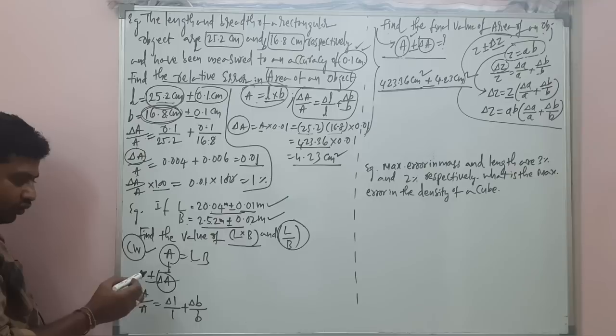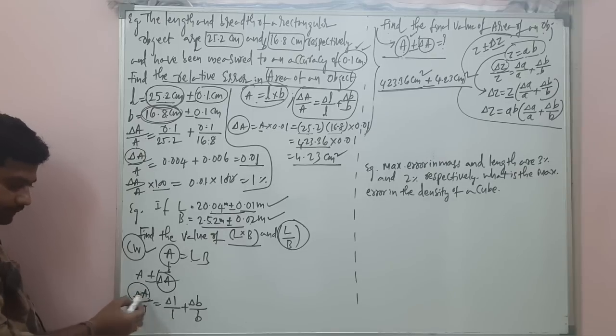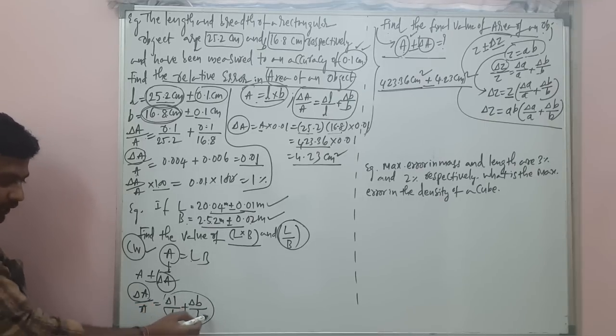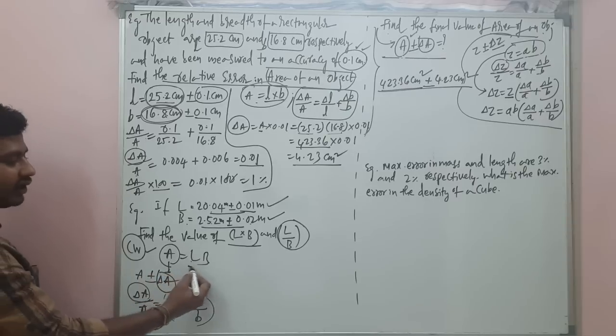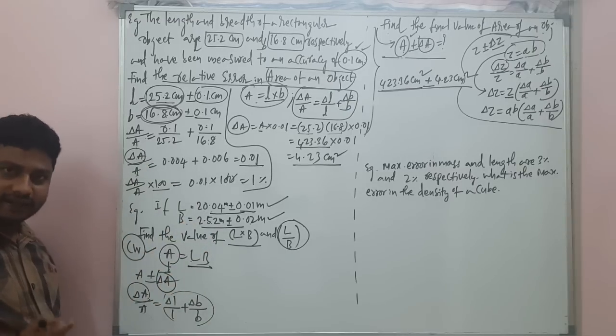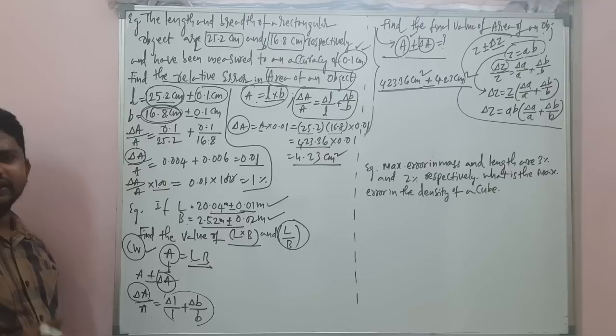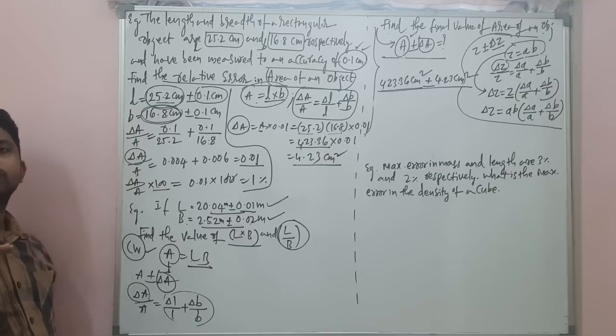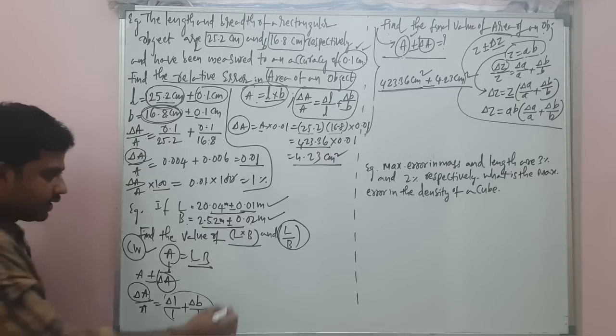And we need delta A. Just this value multiplied with A, you get delta A. And what is A? A is L into B. So that is L into B. Alright? Clear? Try. Anyway, I will give you the detailed solution. Do not get any kind of worries.